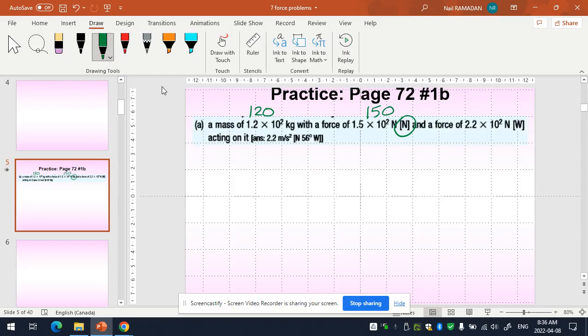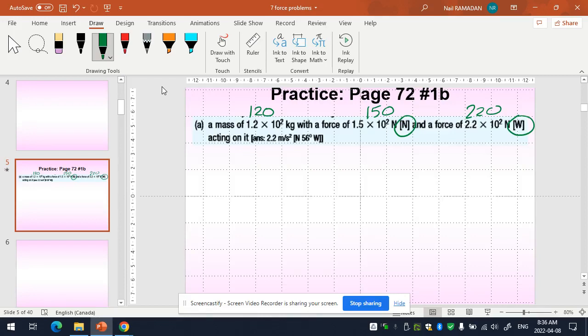And another force it's subject to of 220. Which direction? West. West is another good direction as well. The question is just like yesterday. Calculate the acceleration of this object. What Newton's law has acceleration in it? First or second? Second. The only one that has acceleration in it is second.